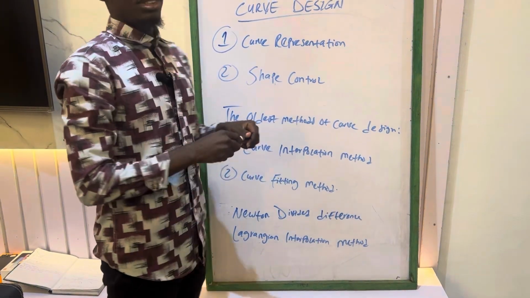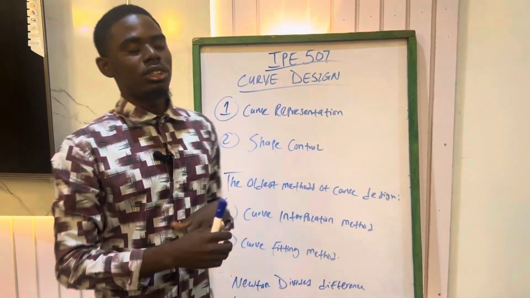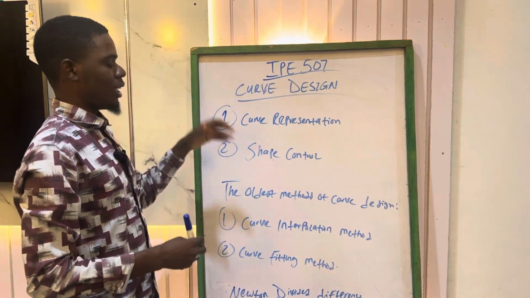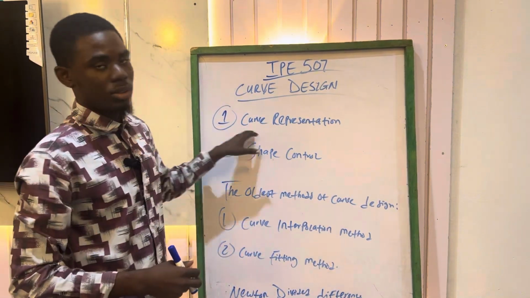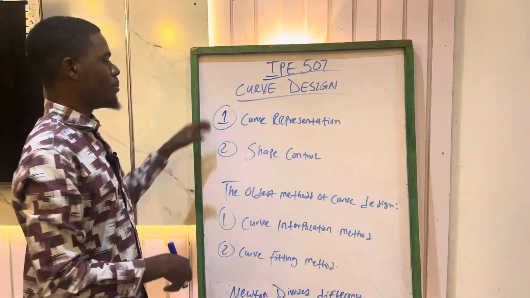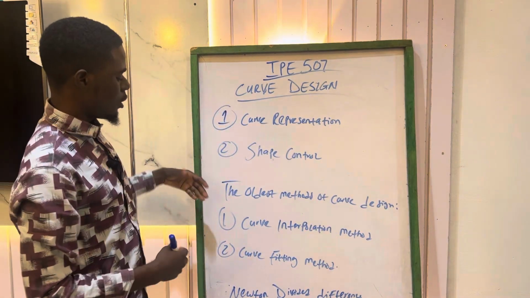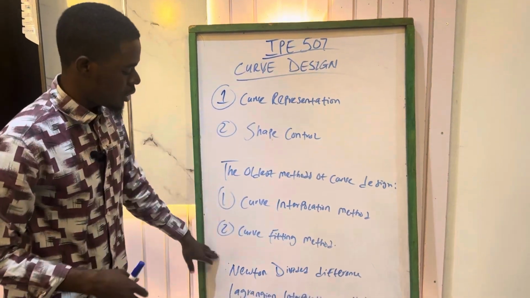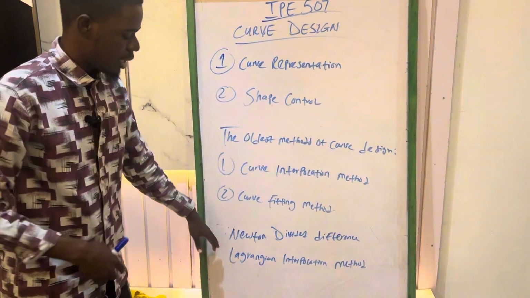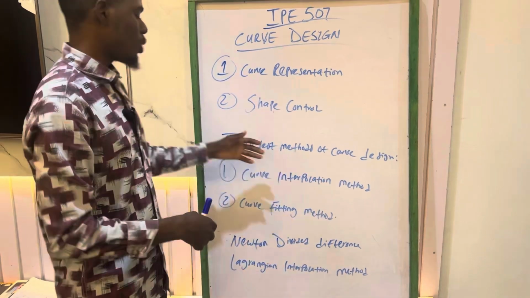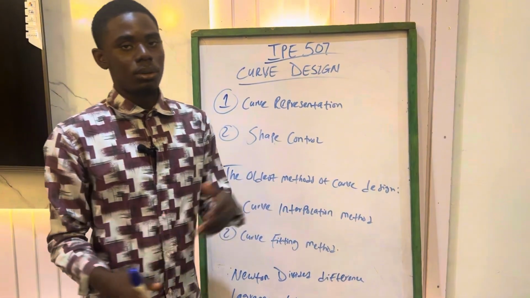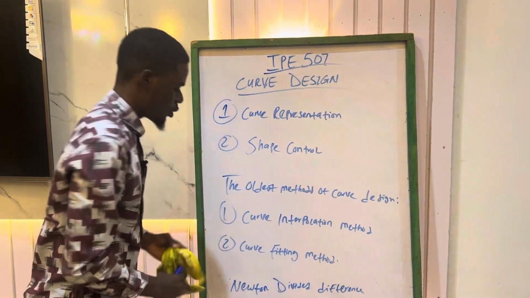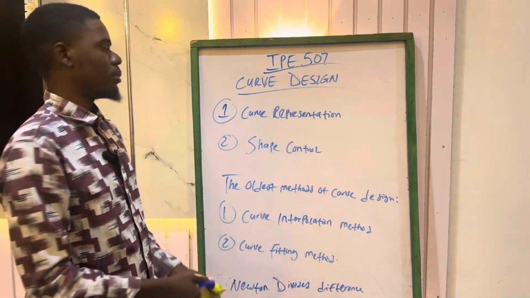So these are the basic things that we need to know before we go into the representation of the curve. Just know that under curve design, there are two things we're trying to address: curve representation and shape control. The methods that we can approach are either the curve interpolation method, which has two approaches, the first being Newton divided difference and the second the Lagrangian interpolation method. Then we also have the method of curve fitting, which we are going to discuss further in this tutorial. So let's go straight to the Newton divided difference method.